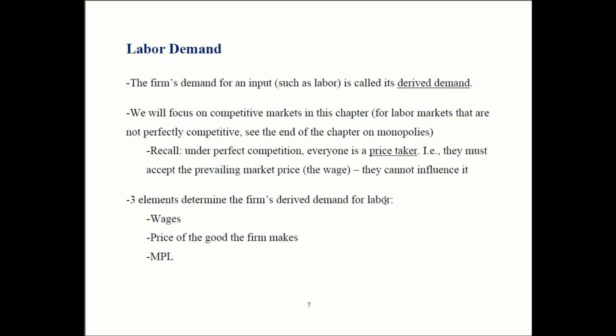So we'll look at the derived demand for labor in this section, though the same ideas will apply to land and capital in the rest of this chapter. In this chapter, we'll also focus on markets that are perfectly competitive for these inputs. Now, we already addressed the other issue of what markets are not perfectly competitive in a previous chapter.